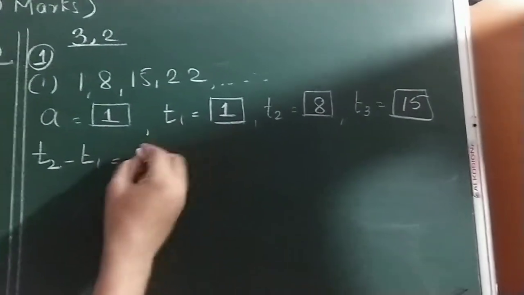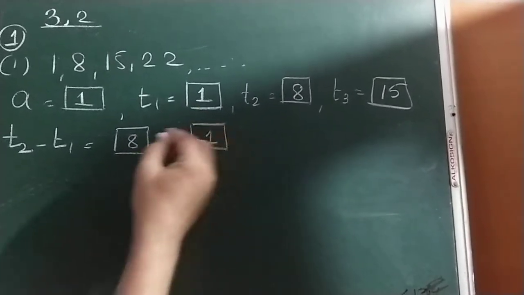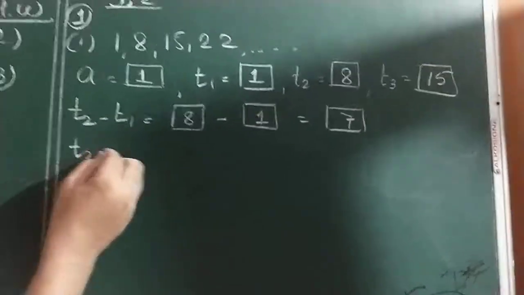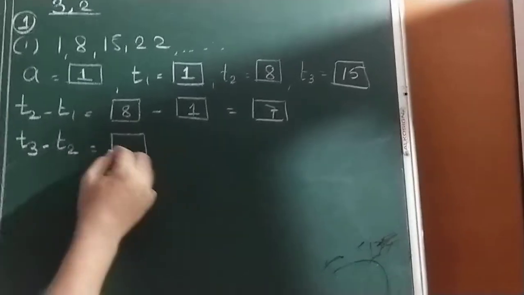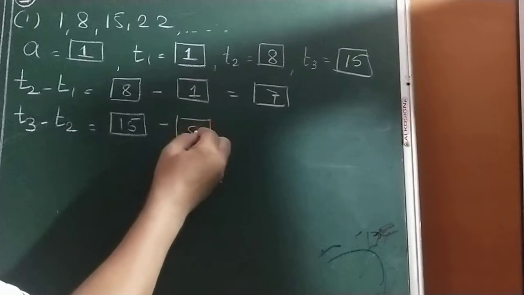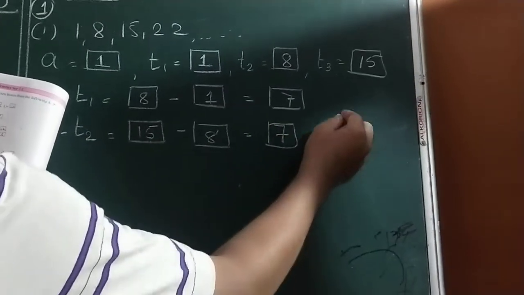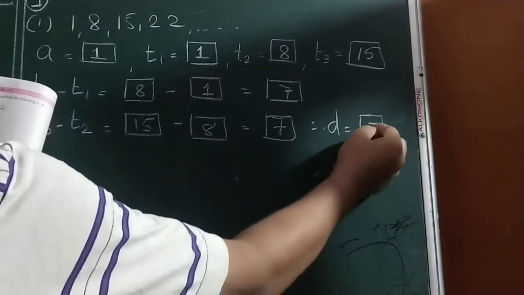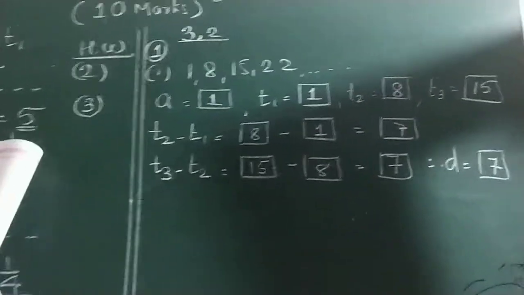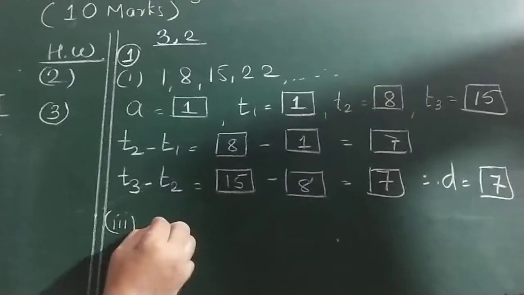What is T2? 8. 8 minus T1, which is 1. So 8 minus 1 is 7. Then they ask T3 minus T2. What is T3? 15. What is T2? 8. So 15 minus 8 is 7. Therefore D, the difference, is also 7. So this first sum is over. Now I am taking the third sum. Remaining second and fourth you can do as homework.